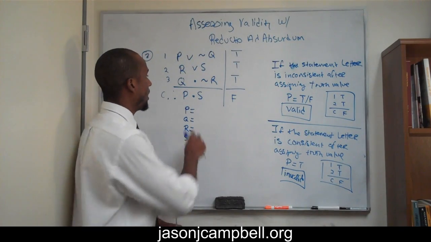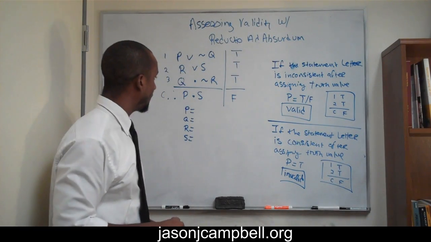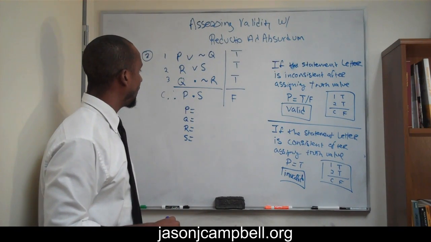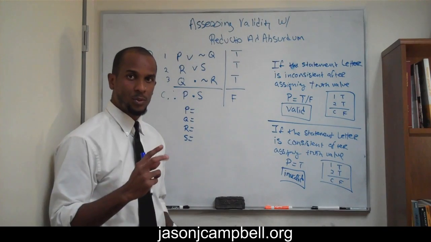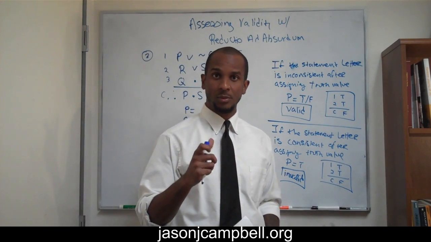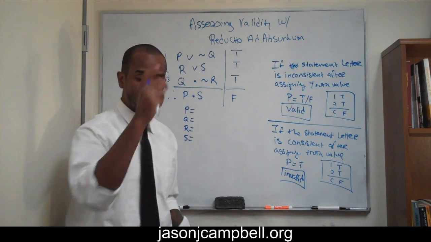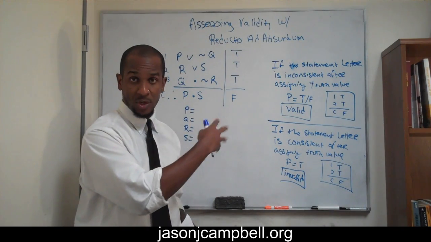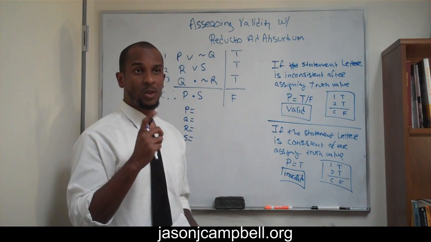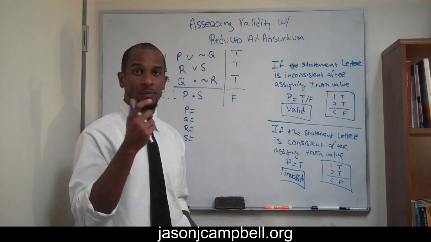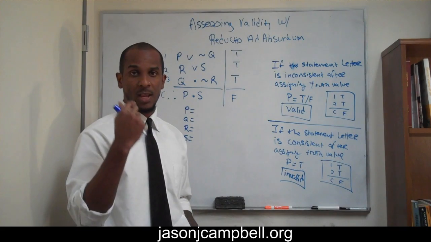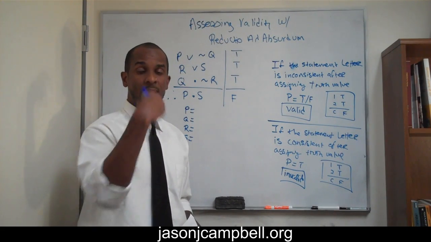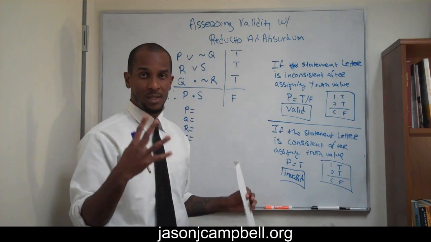Let's see. Alright, P and S. Well, what can we do in order to make this assessment? We know that in order for a conjunction to be true, and you'll have to go into truth tables to brush up on this if you don't know it offhand, both of your statement letters need to be true, right? You can't have one true and one false. Both need to be true. If both are true, then you know your statement is true.